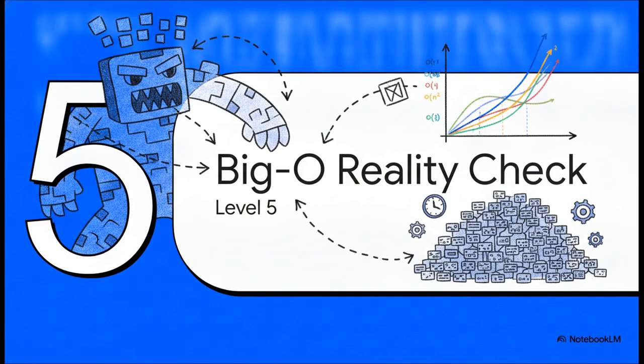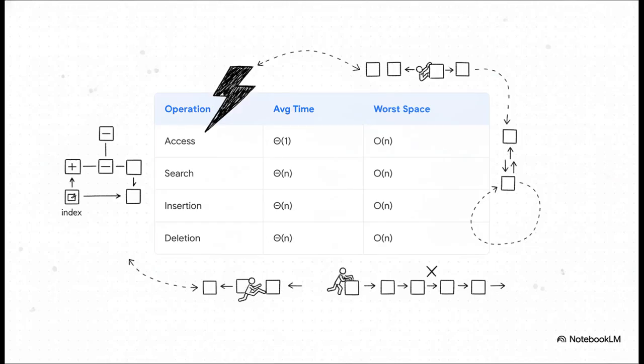And finally, we reach the boss level. Level 5, the Big O reality check. Look, everything we've discussed is great in theory, but we really need to know the real performance cost of these operations when we're dealing with massive data sets. So let's break down the actual costs.